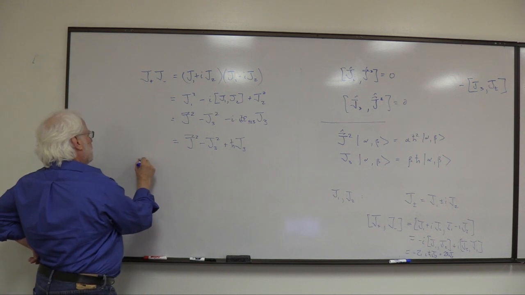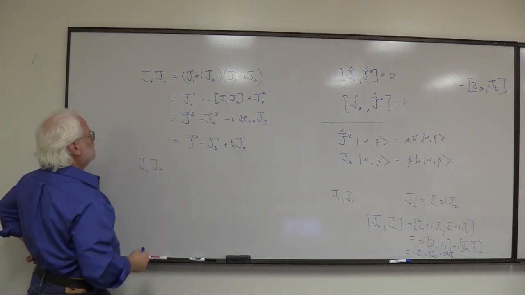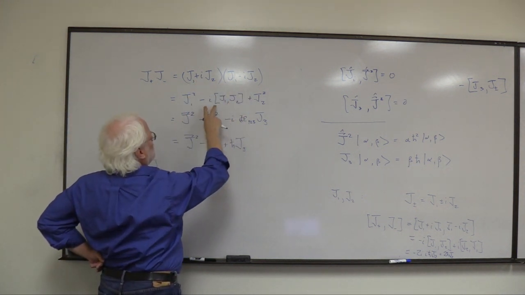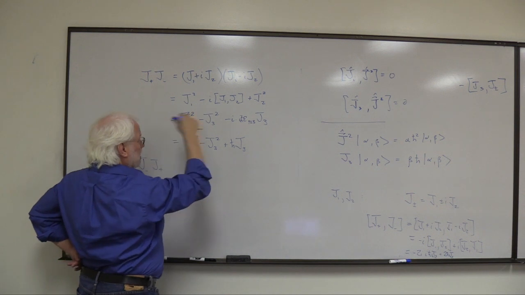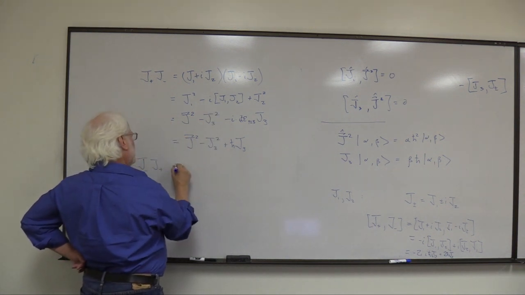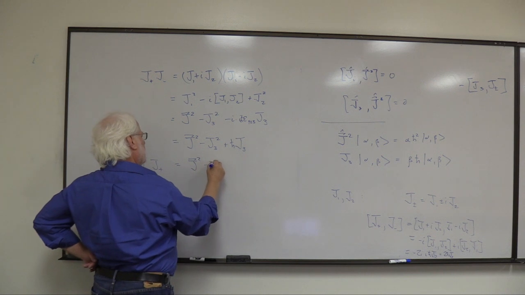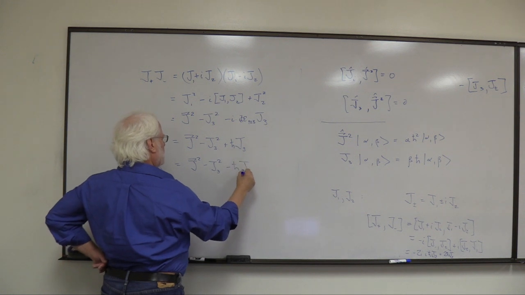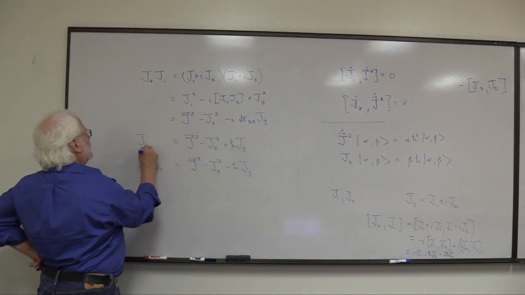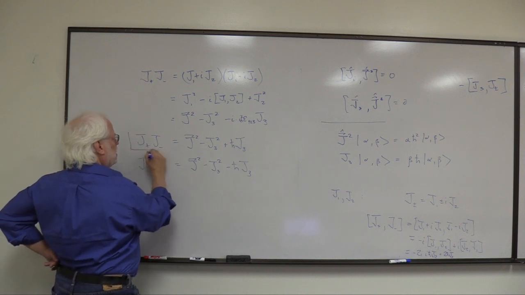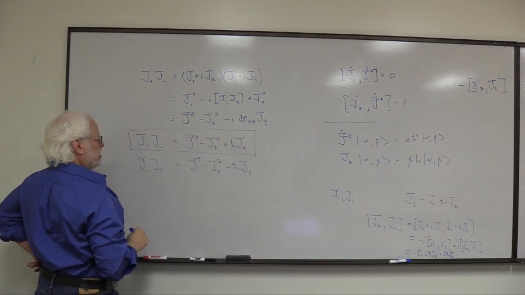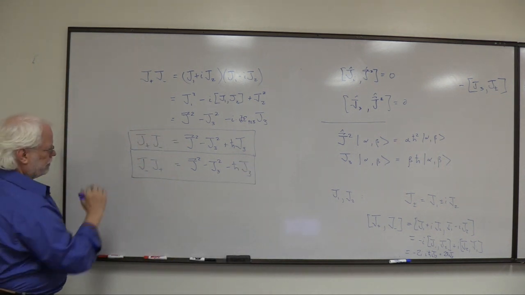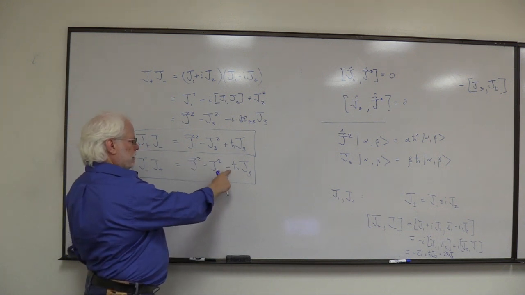Now, if we do this in the opposite order, j minus j plus, the only thing that changes is that we would have a minus here and a plus there, so this cross term would have the opposite sign. That's the commutator term, so it's only going to change the sign of that third term to minus h bar j3. So we've got j plus j minus is j squared minus j3 squared plus h bar j3, and j minus j plus, if we take them in the opposite order, is the same thing but with the minus sign.